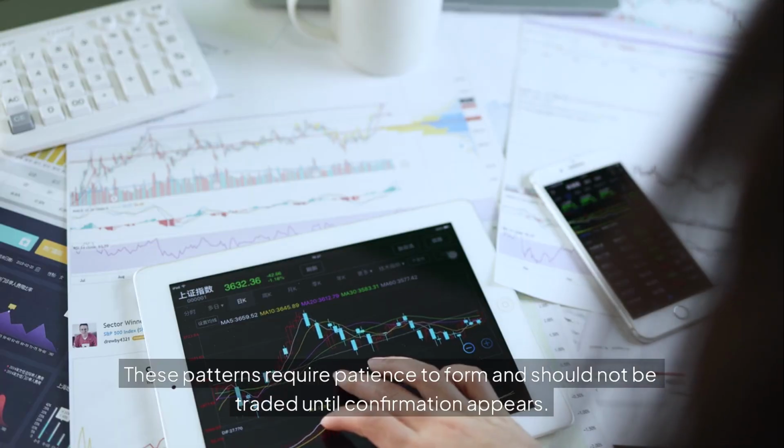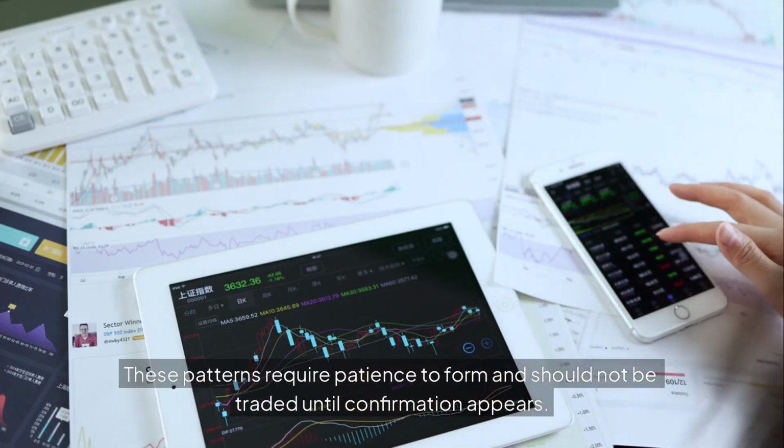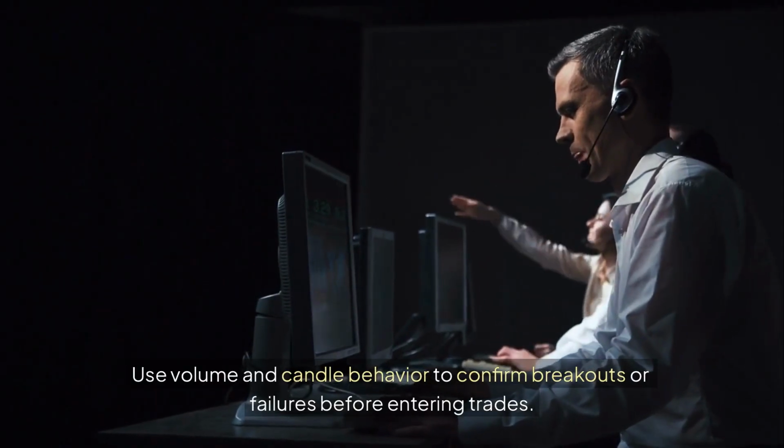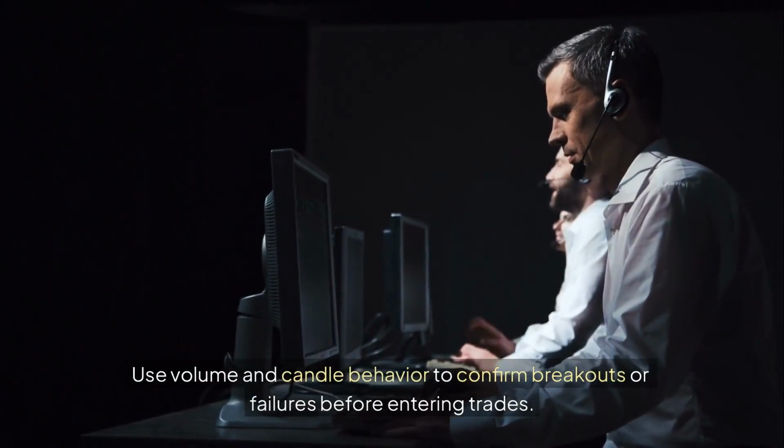These patterns require patience to form and should not be traded until confirmation appears. Use volume and candle behavior to confirm breakouts or failures before entering trades.